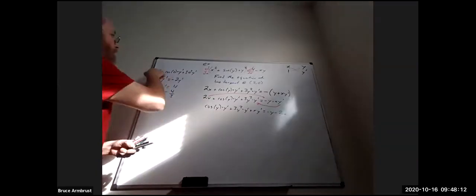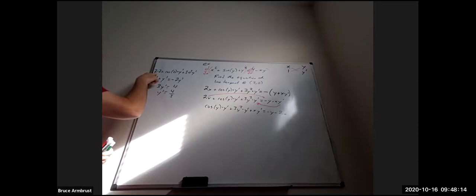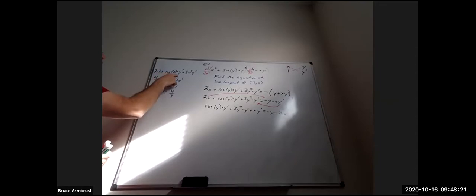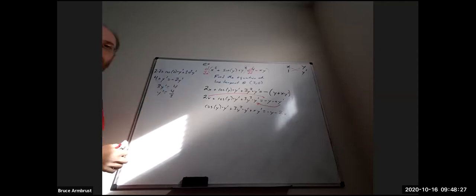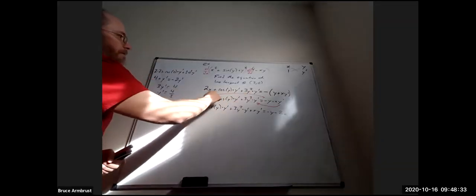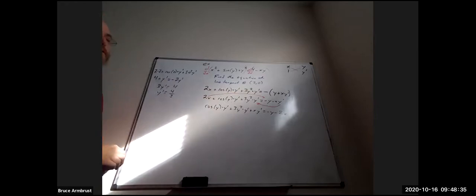Bruce, would you be able to read what that top left line says quickly? I just can't tell what that says. Way up here? Yeah. Okay, so it's 2 times 2 plus cosine of 0 times y prime plus 3 times 0 squared times y prime. Thank you. You're welcome. Yeah, that was just putting in the 2 and the 0 into the equation.